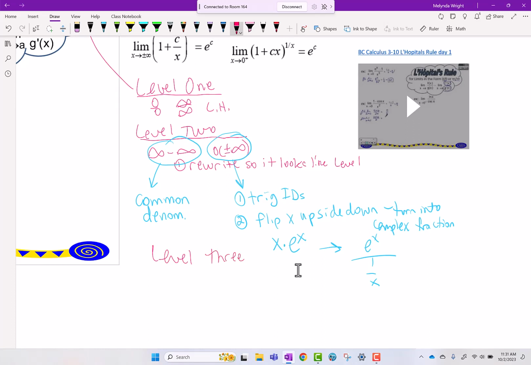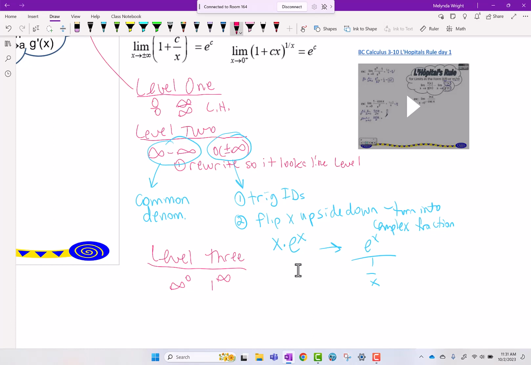But level 3s are these types of indeterminate forms, like infinity to 0, like 1 to infinity, and there's another one I can't think of off the top of my head. So these are really serious business.